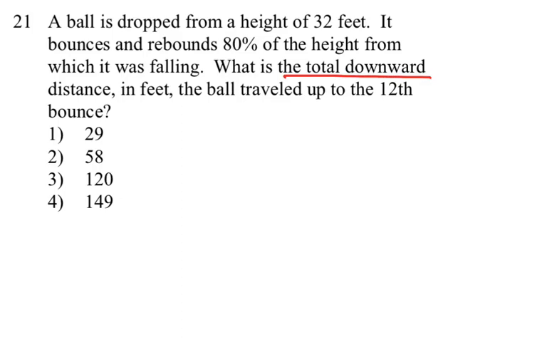All right, let's look at number 21. The ball is dropped from the height of 32 feet and bounces back 80%. What is the total downward distances in feet? The ball traveled up to 12 bounds. So what we are assuming here is actually this question is a little bit ambiguous, but we're going to assume that first one is in fact equal to 32.